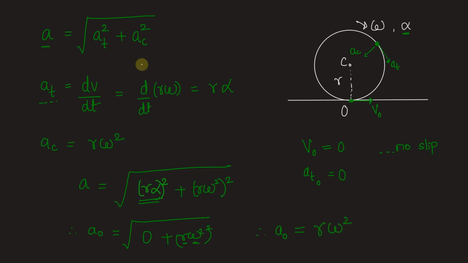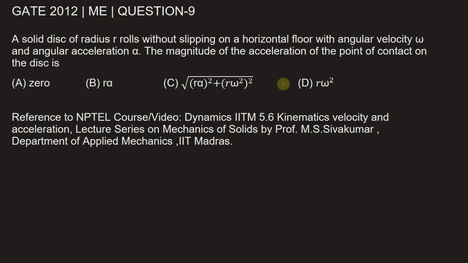So although for any point on the disk the resultant acceleration is this, for the point of contact alone we have resultant acceleration to be r omega square. Let's go back and mark the correct option. Option D is the correct one. Magnitude of acceleration of point of contact on the disk is r omega square.